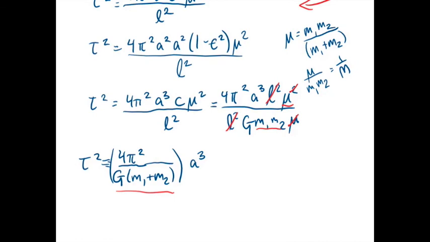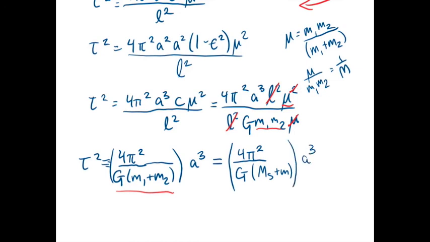Now, if we recall that in this system, m1 is the mass of the sun and m2 is the orbiting mass, then tau squared equals 4 pi squared over G(M_s plus m).